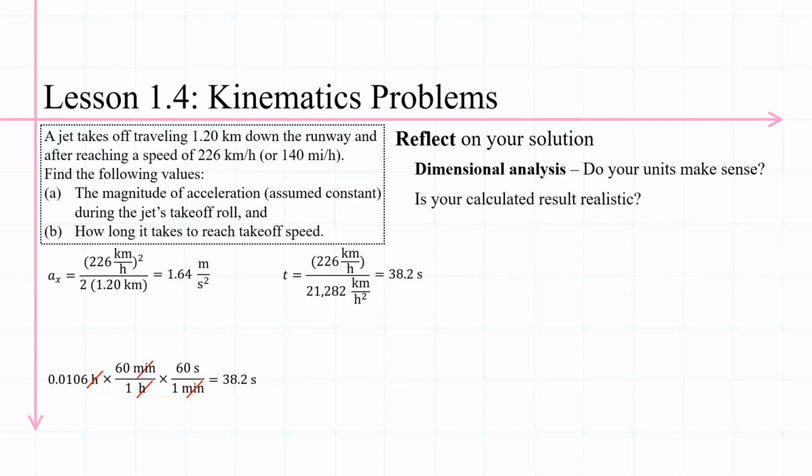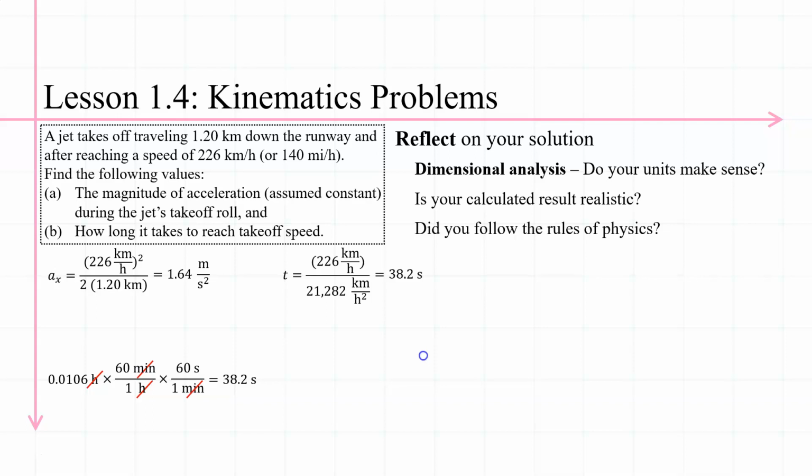What are the other parts of reflecting? Ask yourself, is this calculated result realistic? And I think we asked ourselves that question as we went along. Yes, our results are realistic. They make sense with the problem. I feel like we did a good job calculating the correct answers in this problem. And then the last thing we have to ask is, did we follow the rules of physics or did we break any rules?